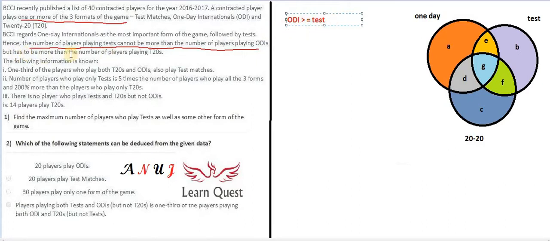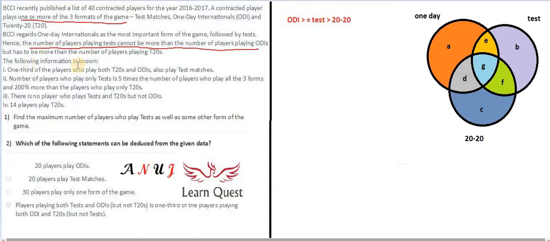And then, it has to be more than the number of players playing T20. So the number of players playing Test is more than T20. Here it won't take an equal to sign because it is clearly mentioned more than. So this is the difference between cannot be more than and more than. Now this is one of the conditions given.